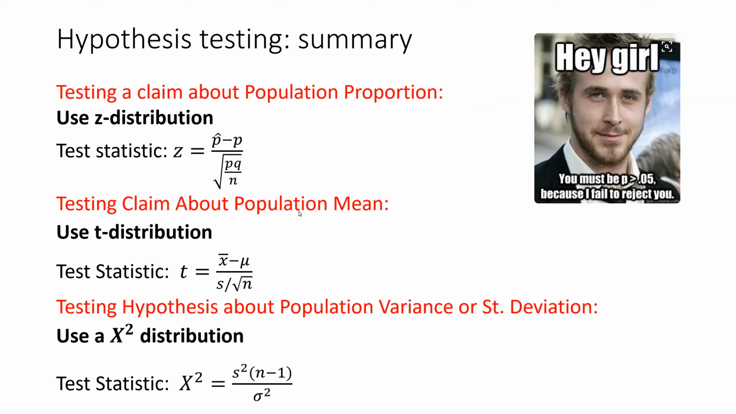If your claim is about population mean, then you're going to use a t-distribution. So again, your critical values and your p-value will come from a t-distribution. Also, your test statistic is also a t-value. If you're testing hypotheses about population variance or standard deviation, you're going to use a chi-square distribution for critical values and p-values. And again, you have a formula for calculating your test statistic.